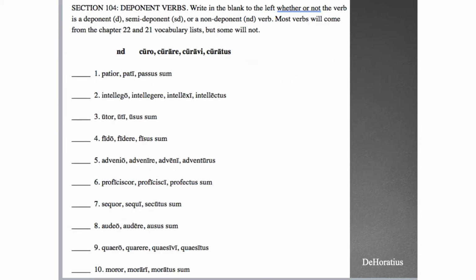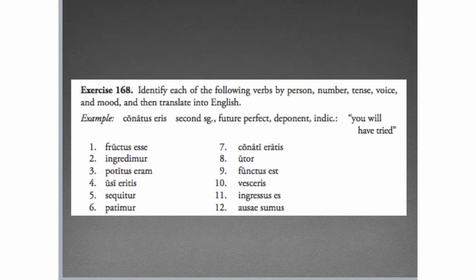All right, so you're just identifying these verbs as deponents, semi-deponents, or non-deponents, and you're just doing that by the principal parts. So I'll do a couple for you. Passive principal parts, that's going to be a deponent. Active principal parts, note that's got all four, that's going to be a not deponent. And number 4, active and then passive, that's going to be a semi-deponent. You can do the rest on your own, but remember you're just using the principal parts to identify whether it's a deponent, a semi-deponent, or a not.